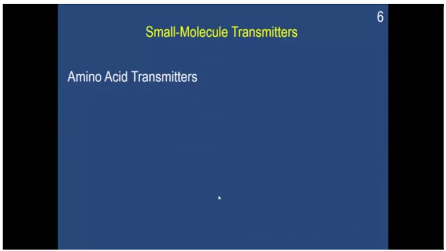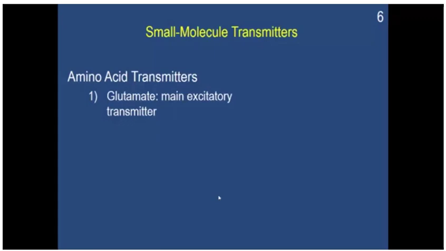Now we're going to talk about some specific amino acid transmitters. These are two that have very specific and broad effects on the brain, and these are the only two that I will ever ask you, what is their effect on the brain or effect on neurotransmission? So glutamate is the main excitatory neurotransmitter.